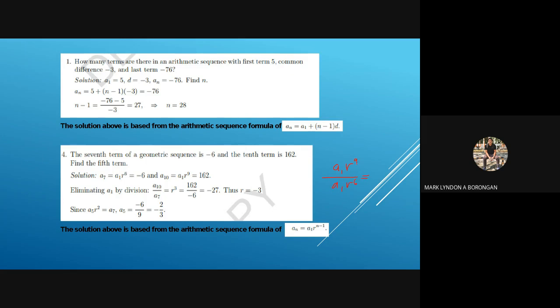So, unsa man ilang value sa inani gani? Di ba kay 162 and -6 man. So, macancel out ang A sub 1 diri, ang R to the power of 9 divided by R to the power of 6, mahimo siyang R cube. And then, if imong i-divide ang 162 divided by -6, you'll get -27. Now, pangitaon nimo ang R para sa imong common ratio. So, imong common ratio ana will be R, which is equal to -3.